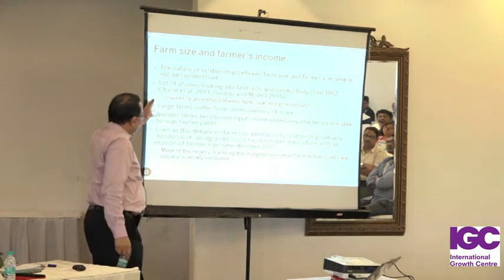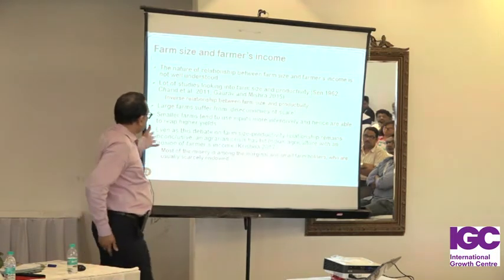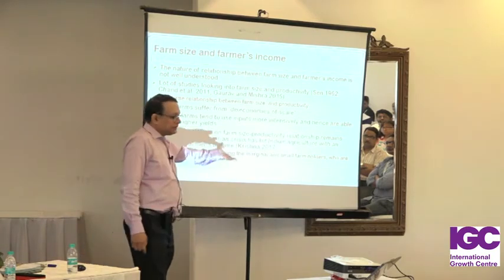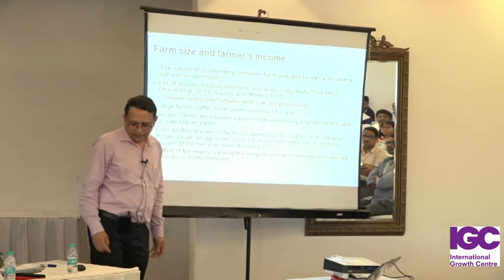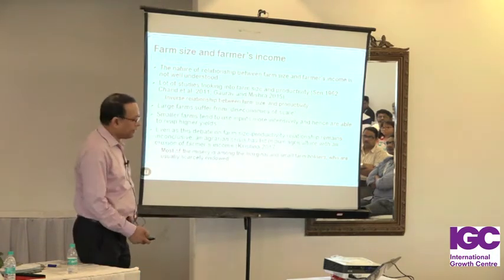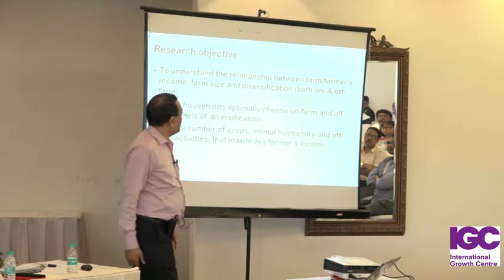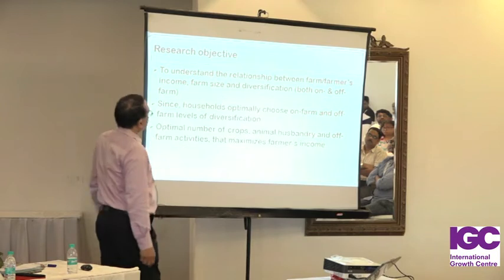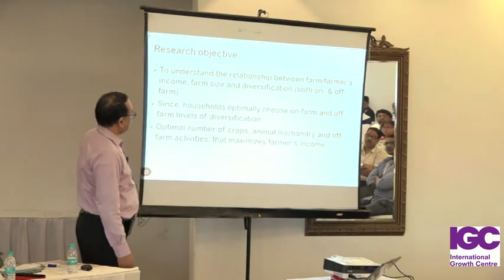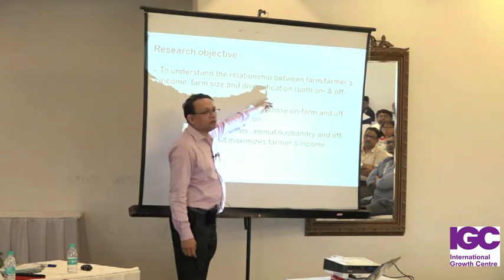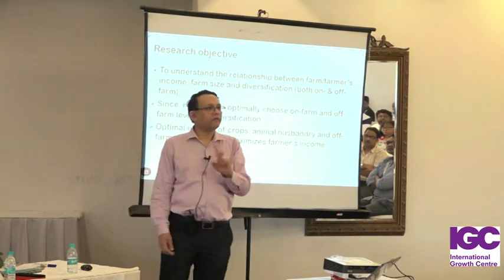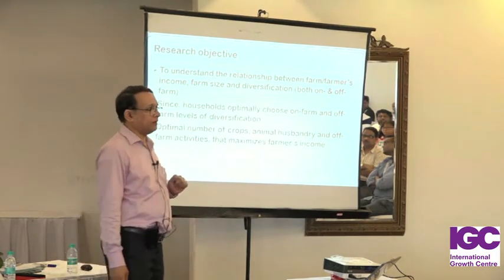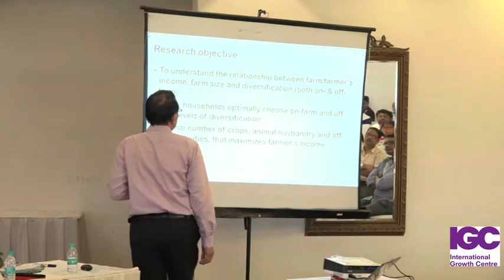Okay. Now, regardless of this debate, we also know that there is an agrarian crisis, and who is suffering the agrarian crisis? It is marginal and small farmers, right? So we know all these things are going on. So what we do in this paper is try to understand the relationship between farmers' income, farm size, and diversification. And when we talk of diversification, we no longer look at only the farm. We look at the aggregate picture where the farm and the non-farm diversification is considered.